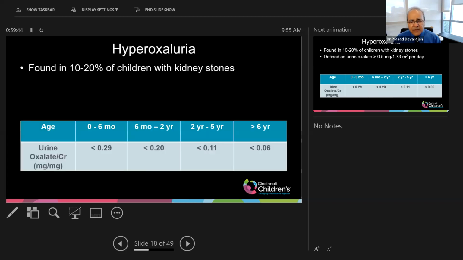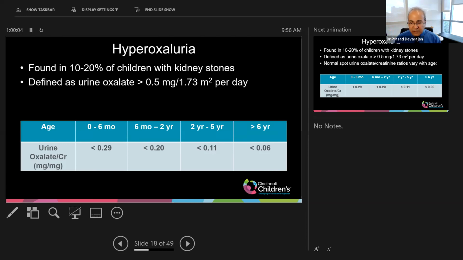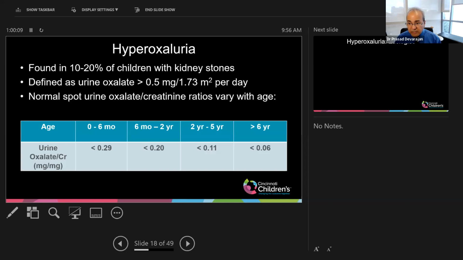Hyperoxaluria, very briefly, can be found in 10 to 20% of children with kidney stones, but that doesn't mean they have primary genetic hyperoxaluria. Primary hyperoxaluria is a very rare disorder, but having hyperoxaluria as a contributor to even regular calcium kidney stones is not uncommon. And those are the normal spot urine oxalate to creatinine ratios. Again, it varies with age, but what we teach is if you're more than 6, your ratio of oxalate to creatinine should be less than 0.06.